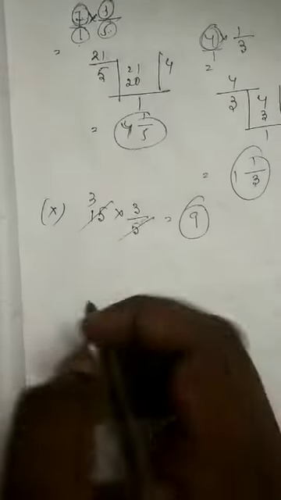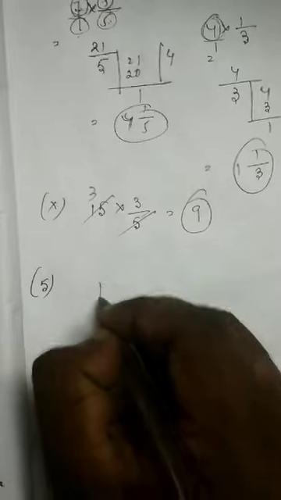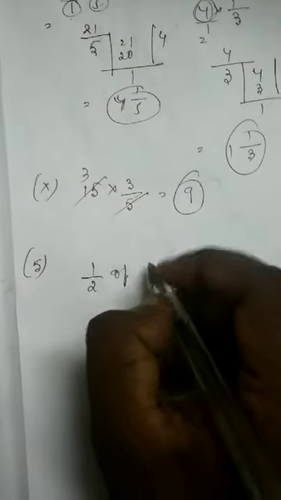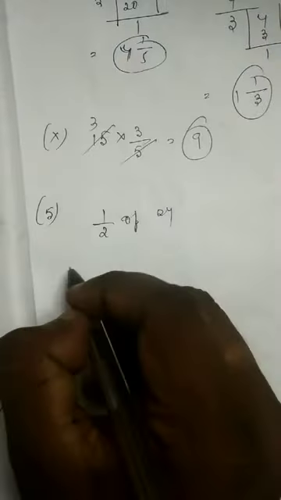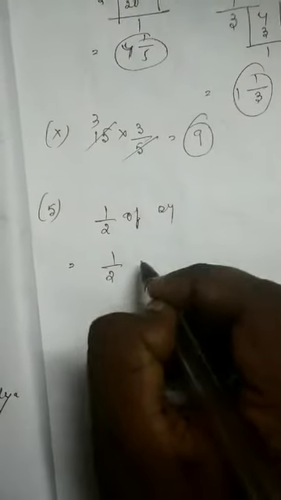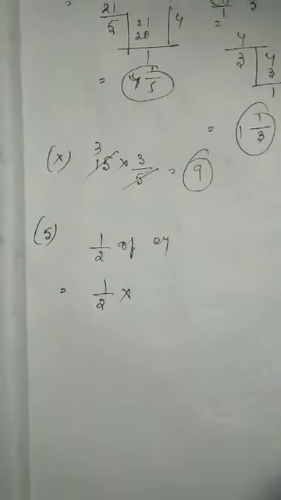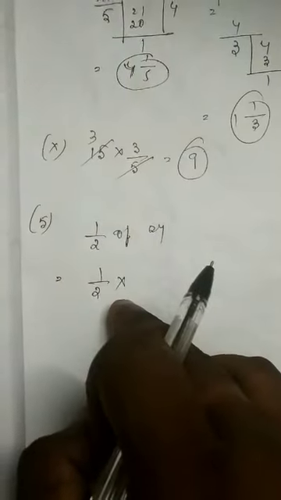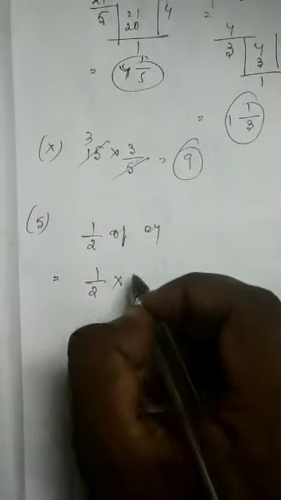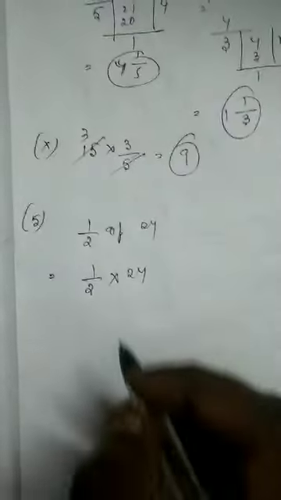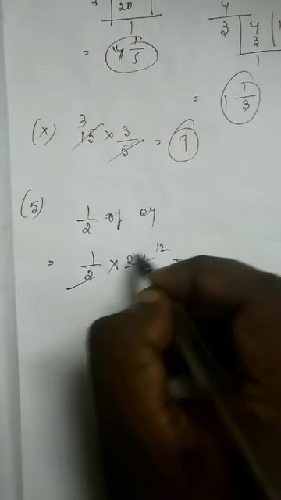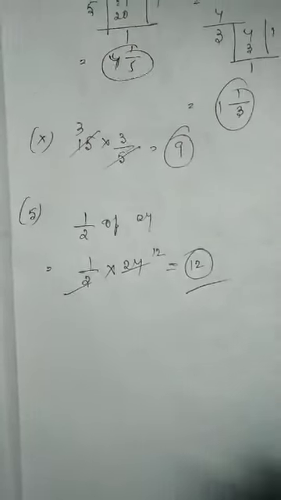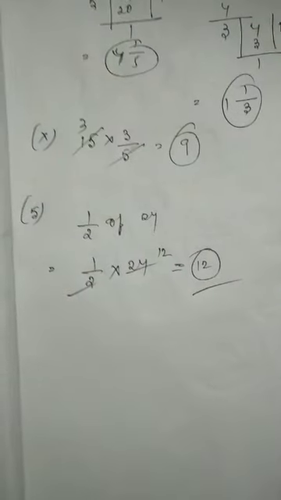In the next question number 5, we have 1 by 2 of 24 and 36, like that. So in that case we are going to deal with 1 by 2 of, and of means multiplication. So here, in the place of of, I'm using a multiplication, and 24. So 2 and 24 can be cancelled. 12 twos are 24, 12 ones are 12. So this is my answer.